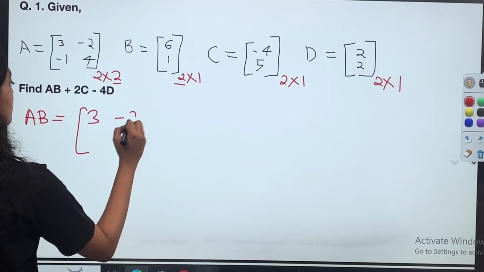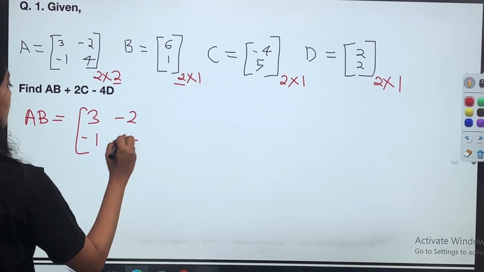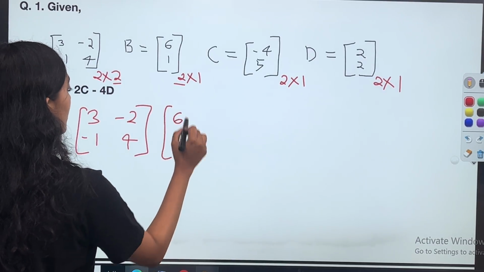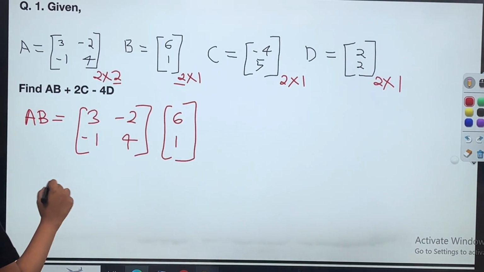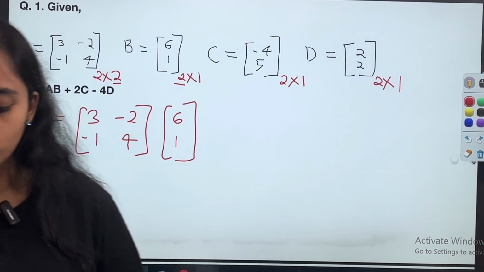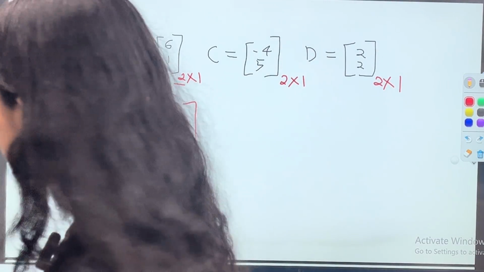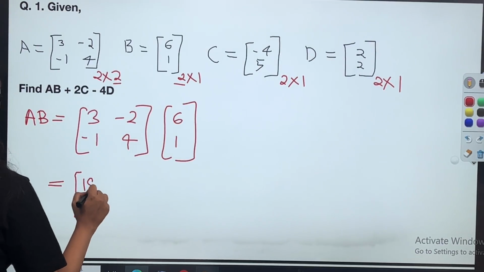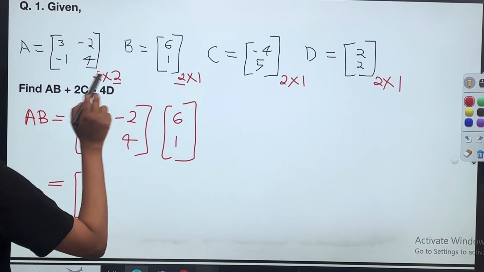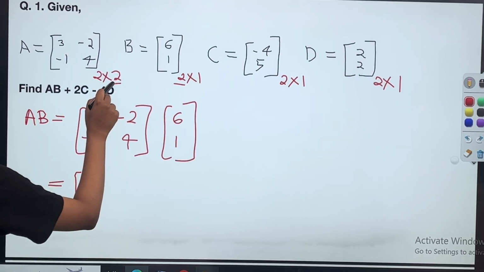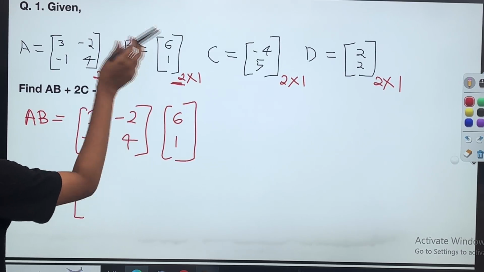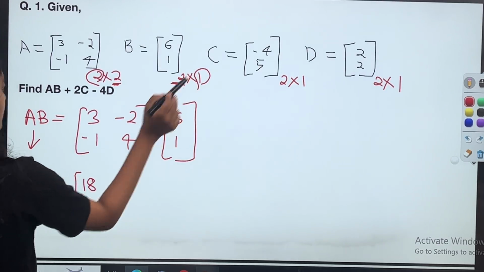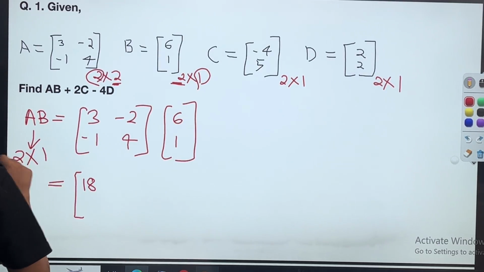So when you do 3 minus 2 minus 1 4 into 6 1. This is your matrix multiplication that you need to be performing, right? So you have 6 3s are 18. Always remember that if you are having these two as common, your final answer, the order will be what is left, that is this into this. It will be 2 into 1.